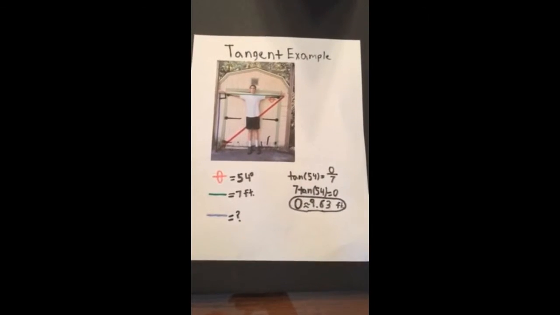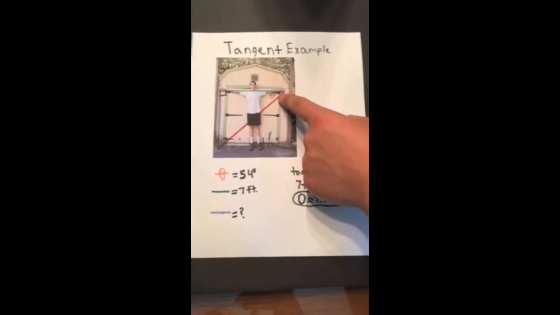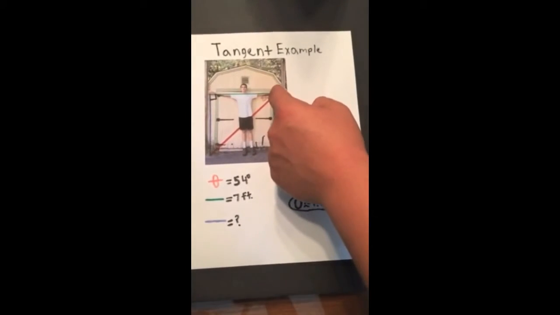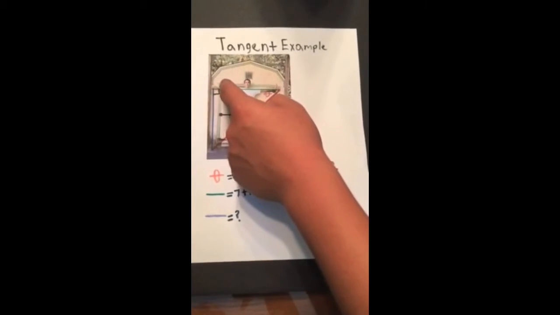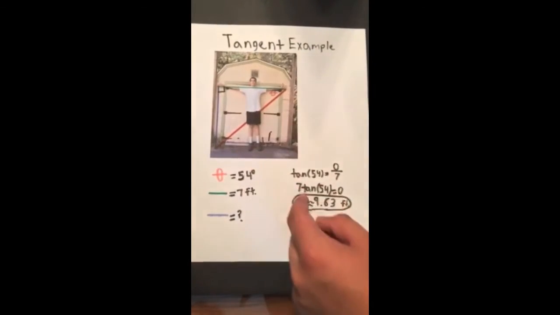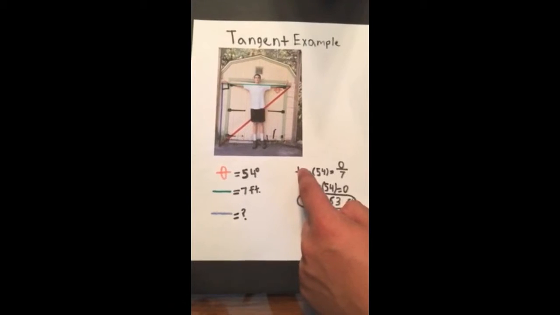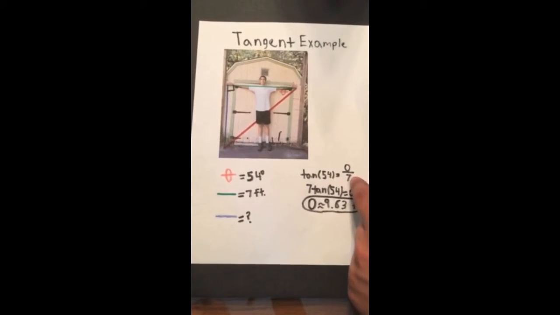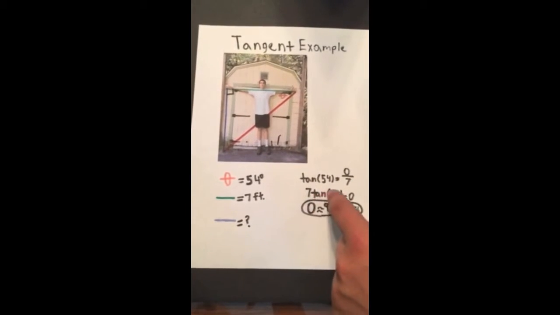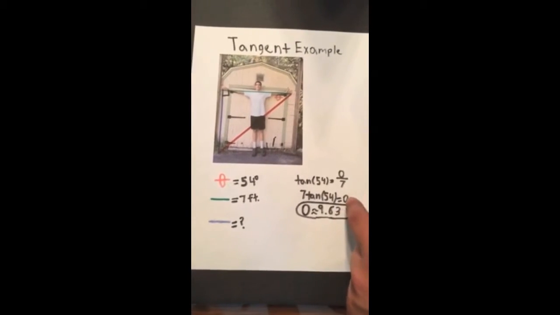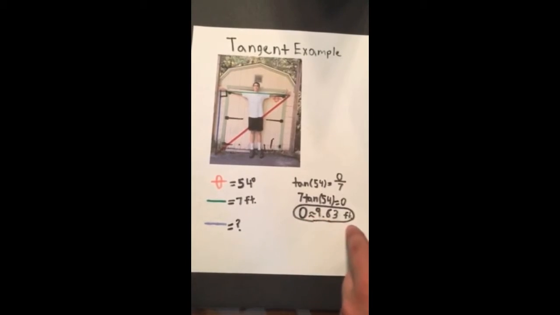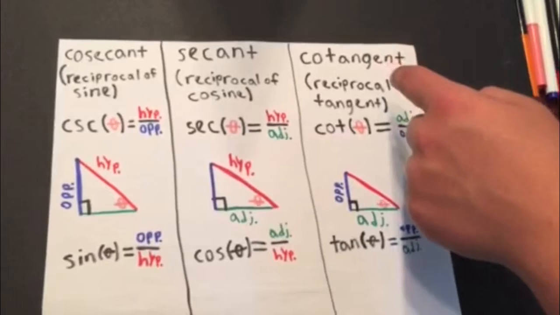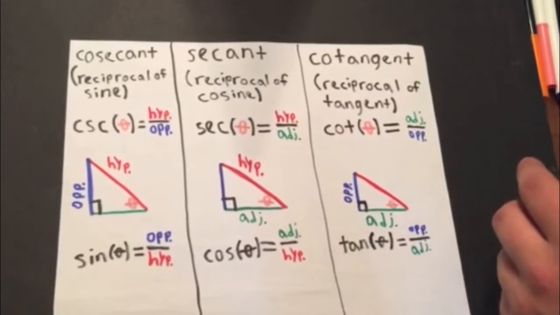Now for the example for tangent, we're given that theta is 54 degrees, Kyle's wingspan is 7 feet, and the distance here in blue is the unknown. Now, tangent of 54 would then be the blue distance, or opposite, over 7. So then we would multiply both sides by 7 to get 7 tan 54 equals O, which comes out to approximately 9.63 feet.